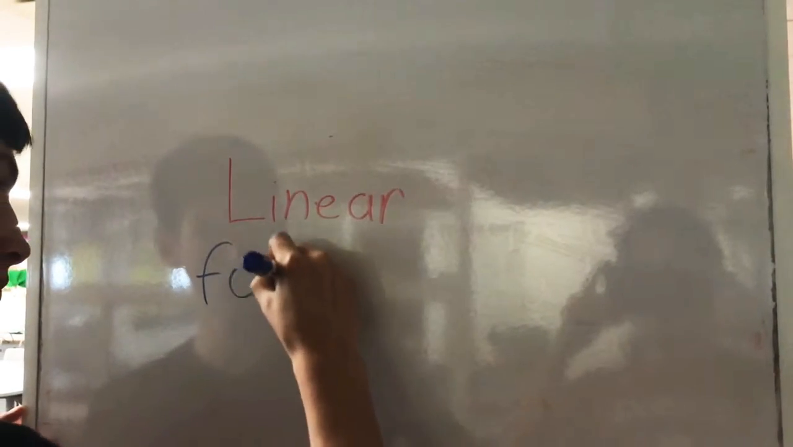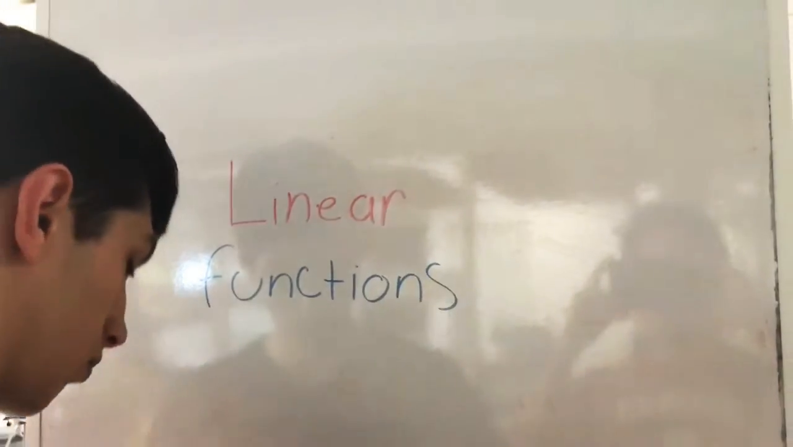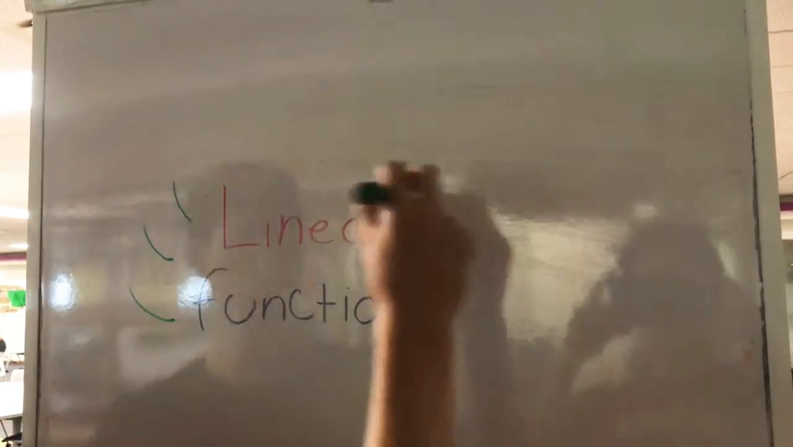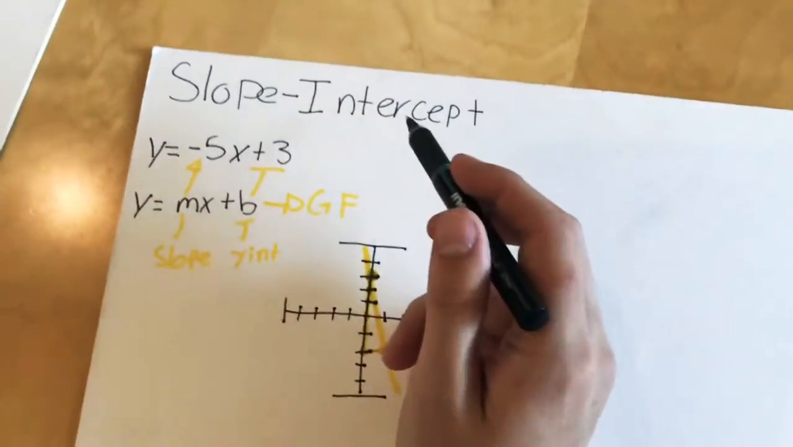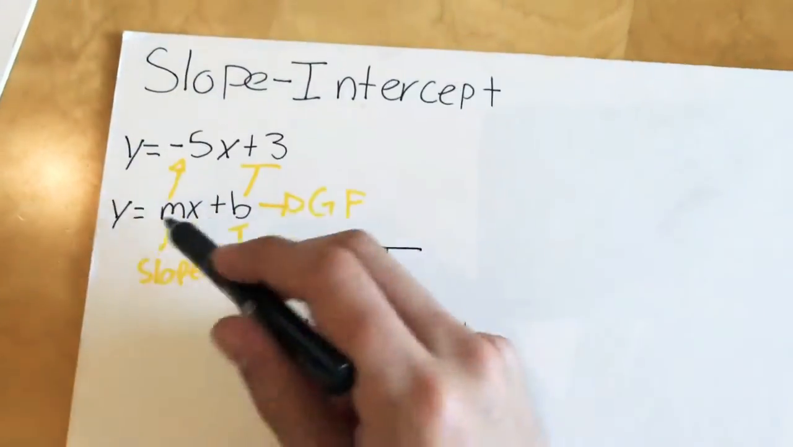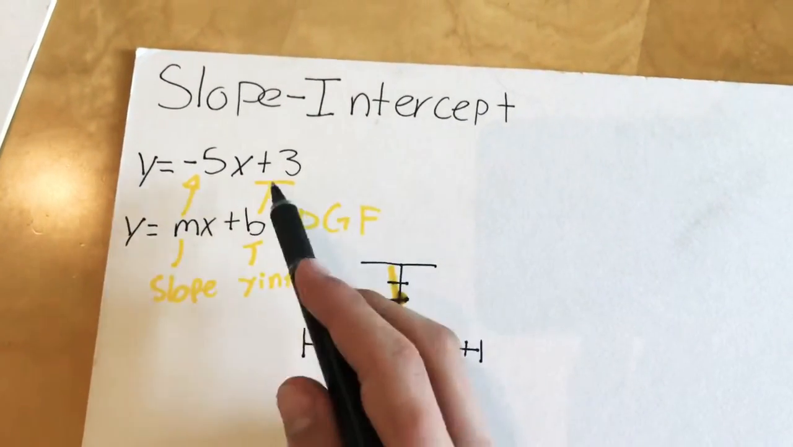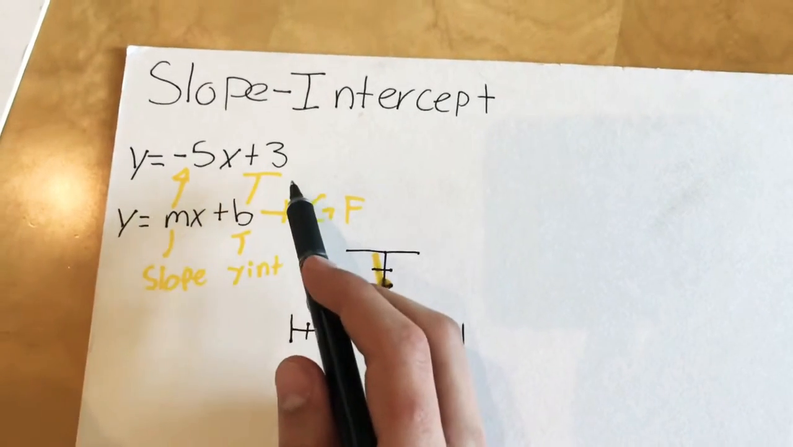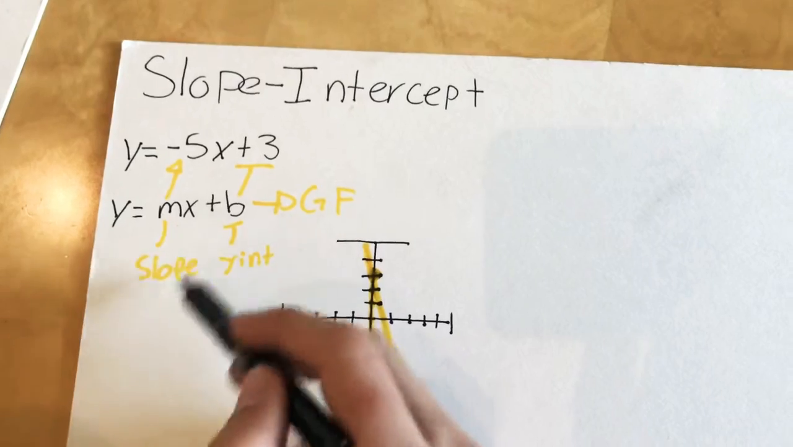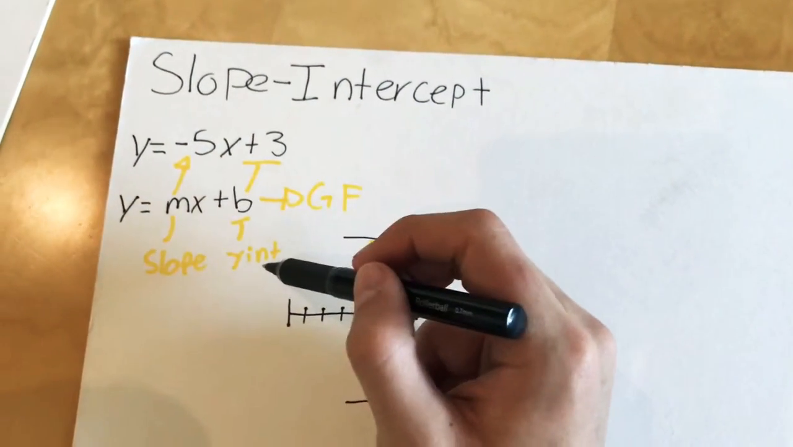Today we're going to teach you linear functions. We're going to see the slope-intercept form, and this is the general formula, mx plus b. In our example it is negative 5x plus 3. The negative 5 represents m, which is the slope, and the positive 3 is b, the y-intercept.